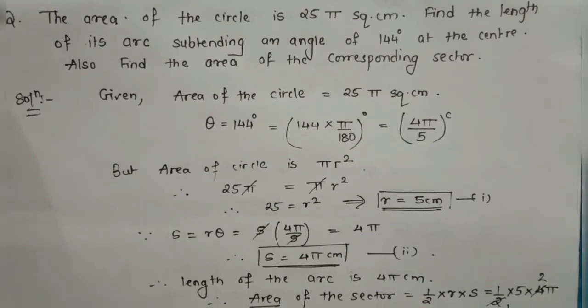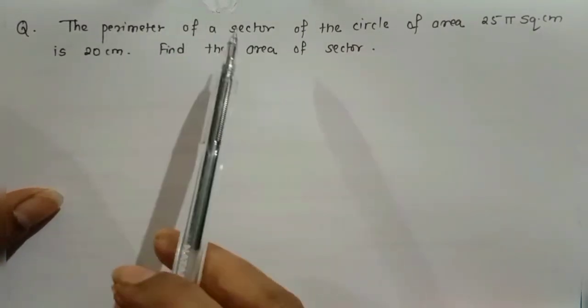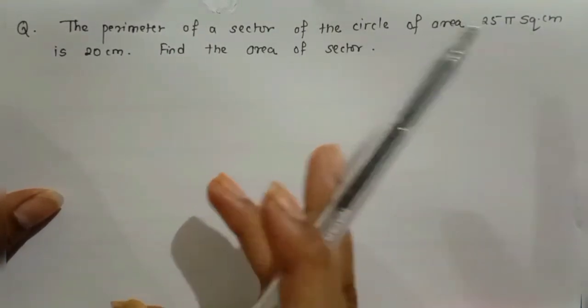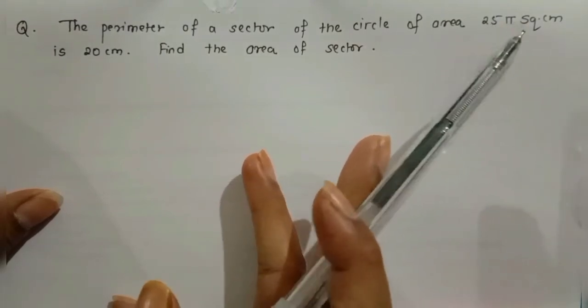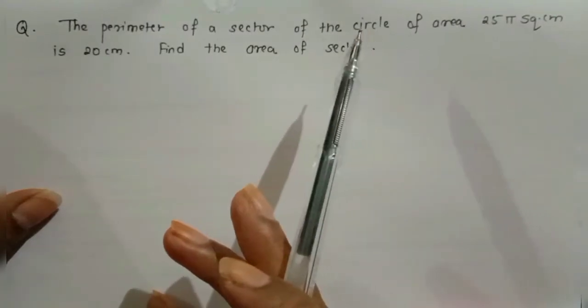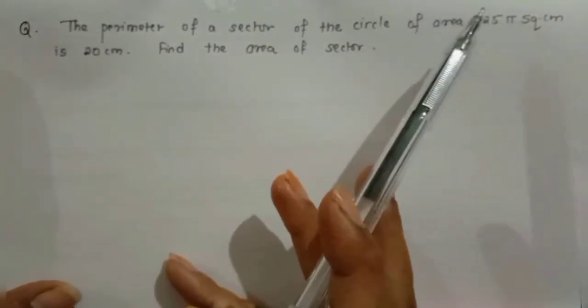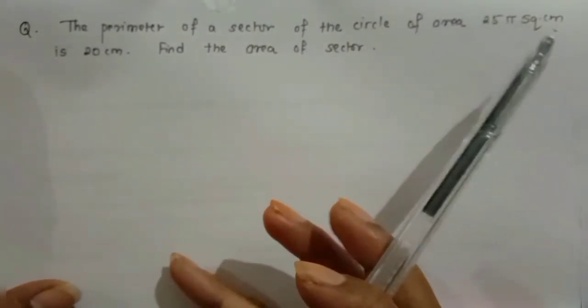Okay, now here the next question is: the perimeter of a sector of a circle of area 25 pi square centimeter is 20 centimeter. Find the area of the sector. Now look, what does the question say here: the perimeter of a sector of a circle of area 25 pi square centimeter.